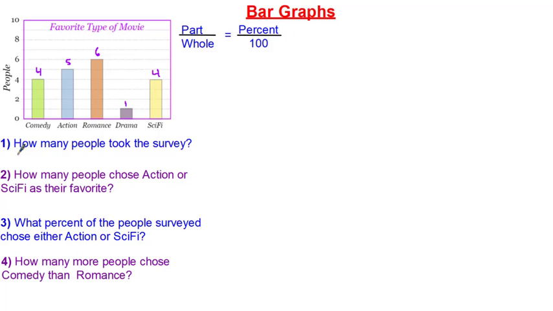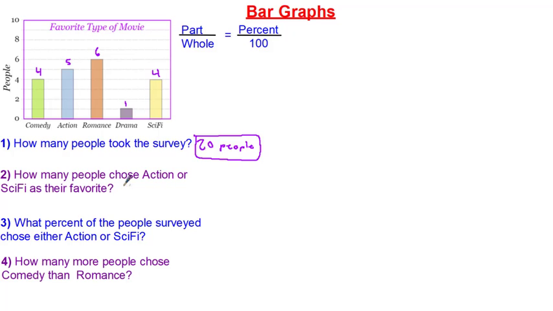Okay, so how many people took the survey? We have 4 plus 5 is 9, 9 plus 6 is 15, 15 plus 1 is 16, and 16 plus 4 is 20. So there were 20 total people who took the survey. Okay, all we need to do is label it and then add them up. This is probably going to be the most important thing that you do at the very beginning of questions like this. Always try to find the total amount by adding up all of the frequencies.